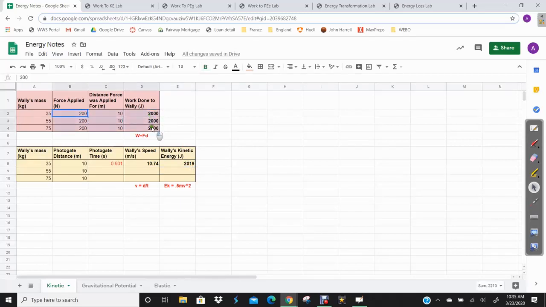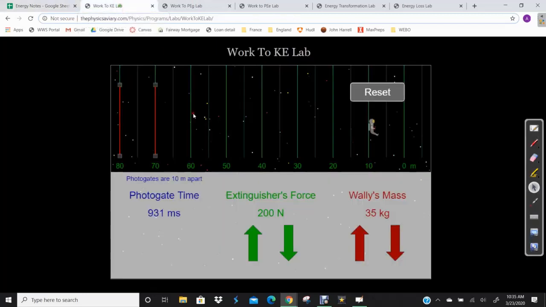Now, these numbers are solid. We know that this is what's supposed to be the answer. This number, the kinetic energy, is going to be dictated by how accurate I am at stopping him at exactly 10 meters. Okay, so it's not going to be exactly 2,000. There's going to be some user error in there, but that's pretty close. So let's now change his mass to 55 kilograms.